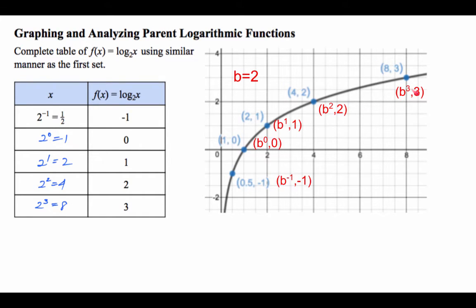It's 2. What's the power of b cubed? Well, that's 3. What's b to the -1? Well, the power is -1, right? So the output is the power, the input is the number that you get of the base 2 here, guys. Okay? All right, let's continue on.